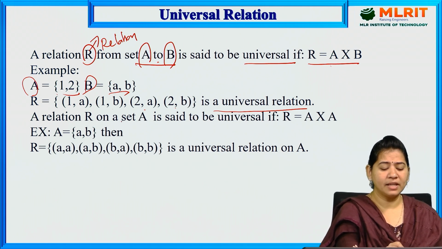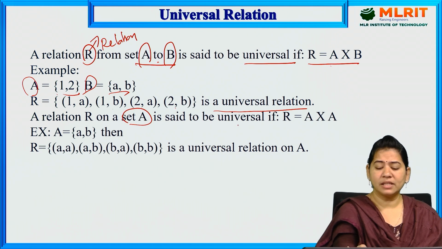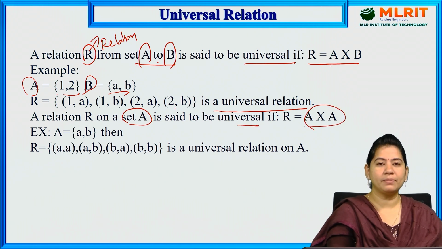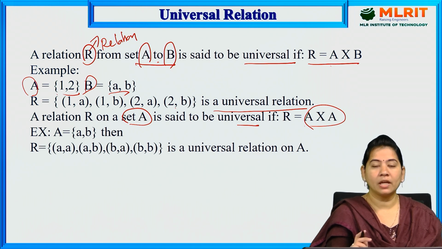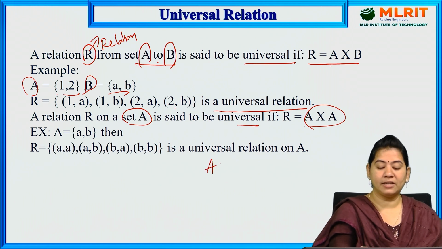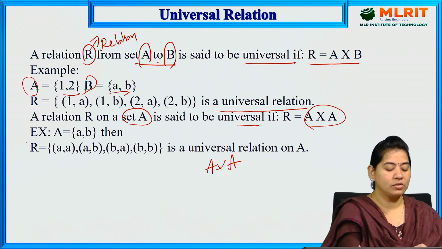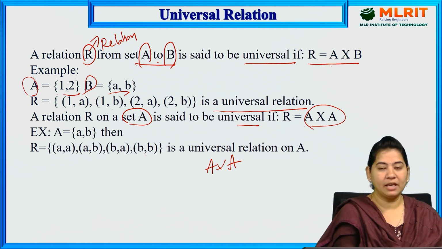A relation capital R on a set A is said to be universal if R is equal to A cross A. Here they have given only set A. To find the universal relation, you have to consider the same set A again and multiply with it to get the elements. For example, A is equal to {a, b}, then R is equal to {aa, ab, ba, bb}.